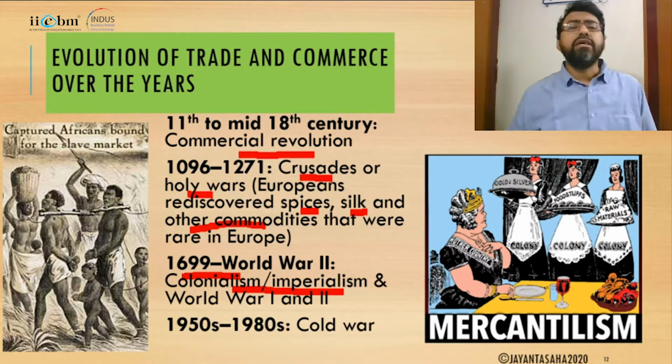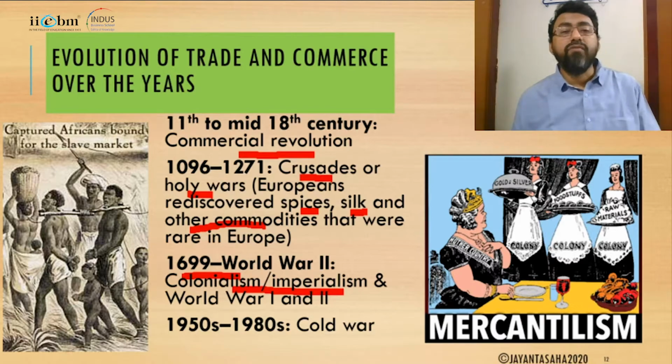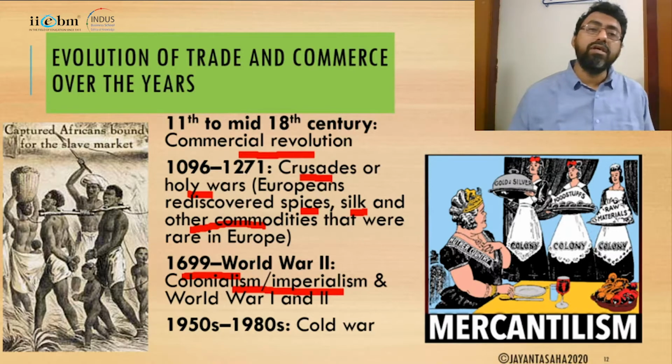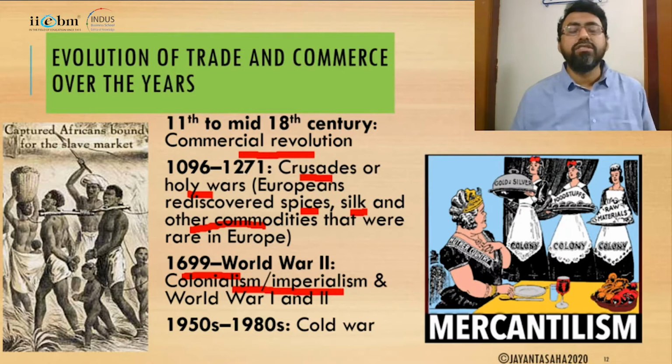So obviously, this era saw a lot of trade, but this trade was almost one-way trade. It was not necessarily benefiting the colonies. It was benefiting possibly only the colonial masters. So Dadabhai Naoroji in his treatise has described this as a drain of wealth. So it was one-way trade happening from the colonies to the colonial masters.